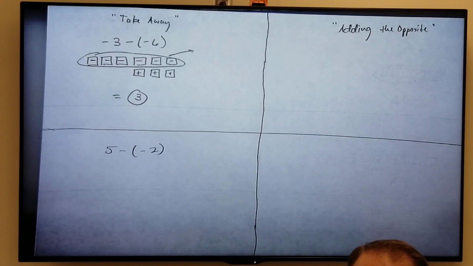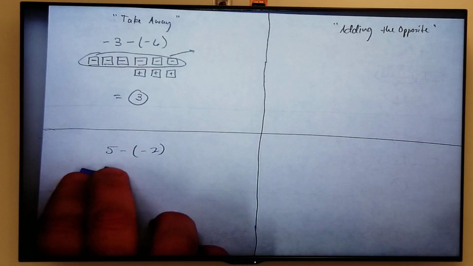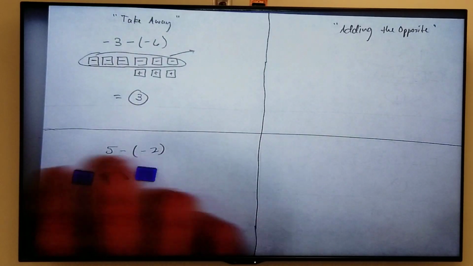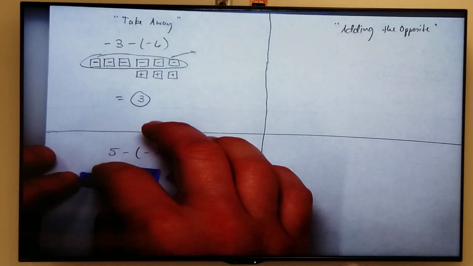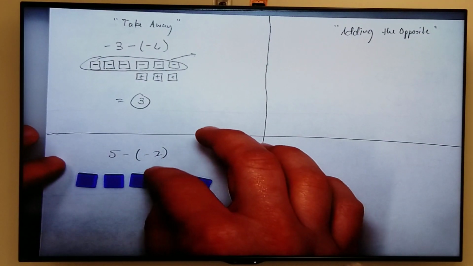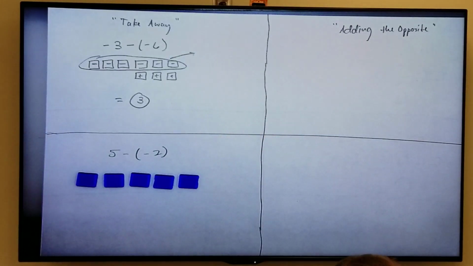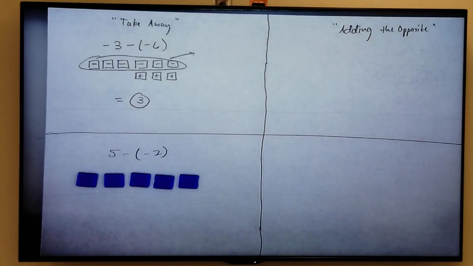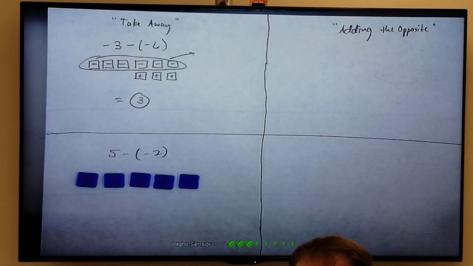Okay, try to do this using the takeaway model. Pause the video, give it a try. Okay, here's my solution. So I'm starting with 5 positive tiles. And now I don't want to take away 2 tiles, I want to take away 2 negative tiles, right? And right now I don't have any negative tiles to be able to take away. So what do I do? Well, I add 0 pairs, right? I need to have 2 negative tiles to be able to take away.